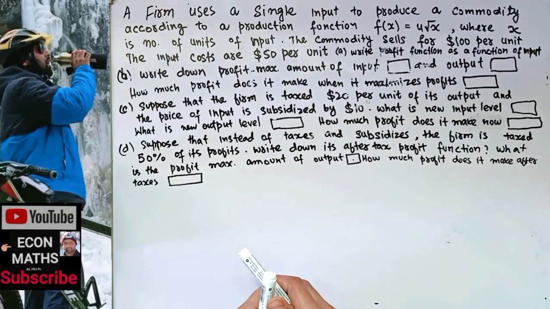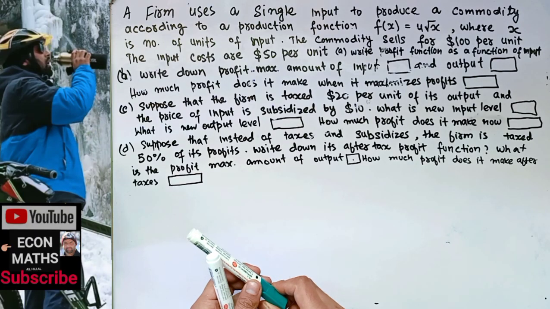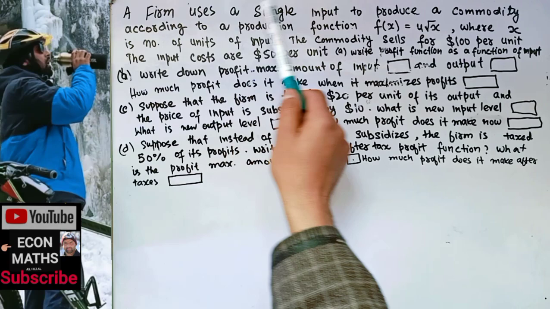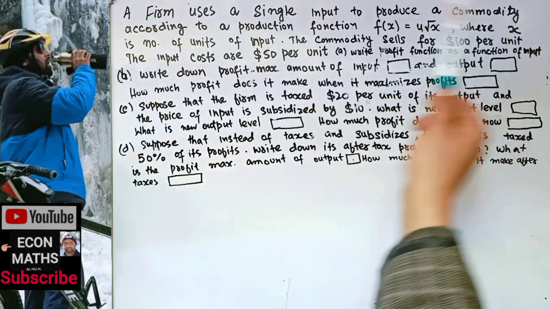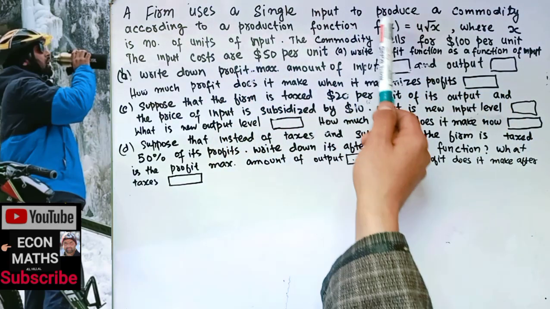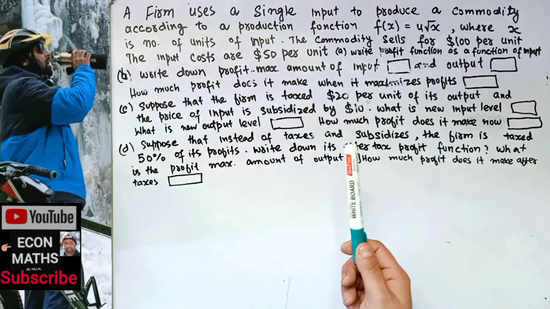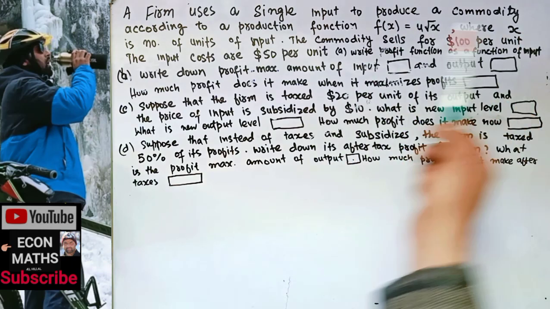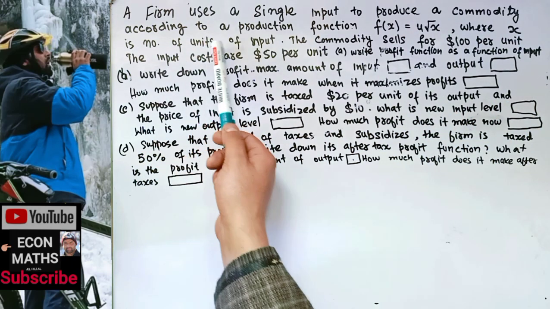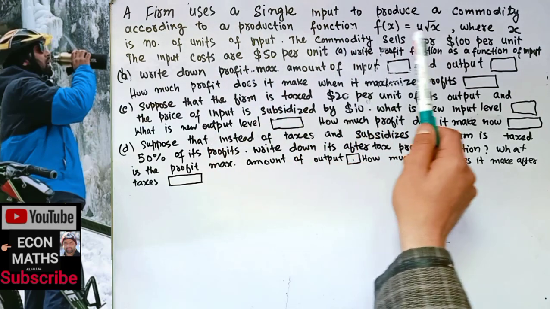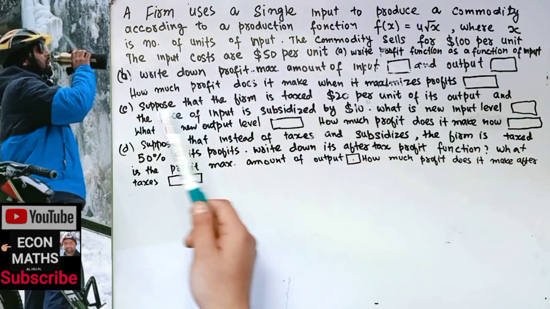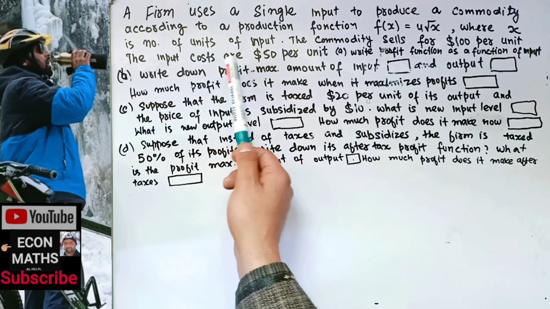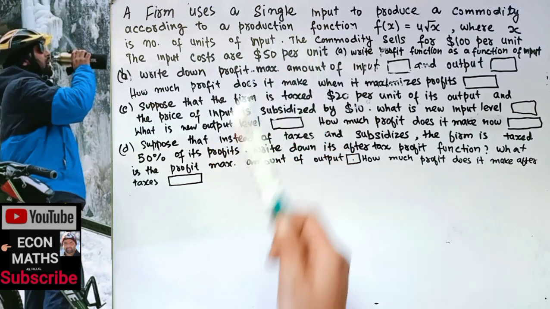In this video, we will solve a numerical problem on production function. The question is, a firm uses a single input to produce a commodity according to a production function, that is f of x is equal to 4 under root x. X is the number of units of input. The commodity sells for $100 per unit. The new input costs are $50 per unit.